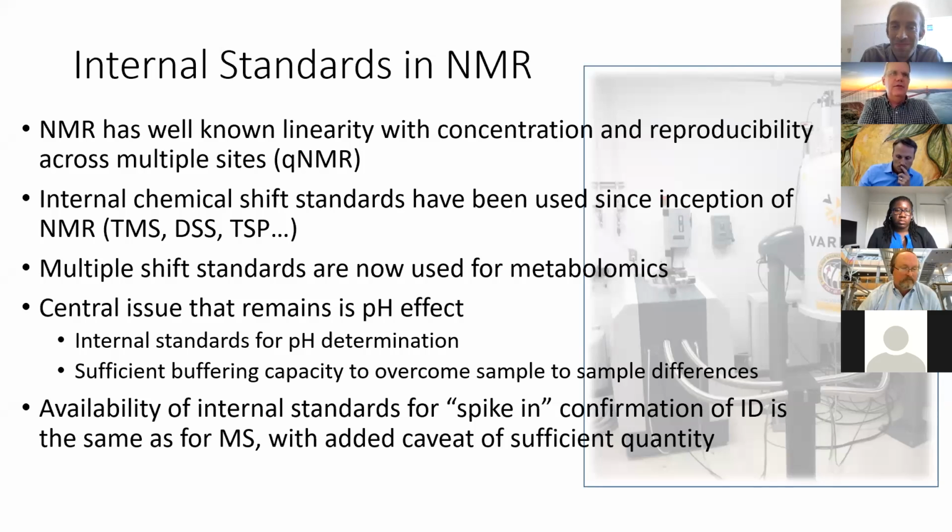The internal standards for spiking and confirmation of your ID is a little bit different for us versus LCMS or something with a lower detection limit, because we actually probably need a fair amount of compound, and that's certainly something that we have to take into account if we ever want to order a standard. But we don't normally need isotopically labeled standards. If we can get the pure compound and put it in, that's going to be fine.